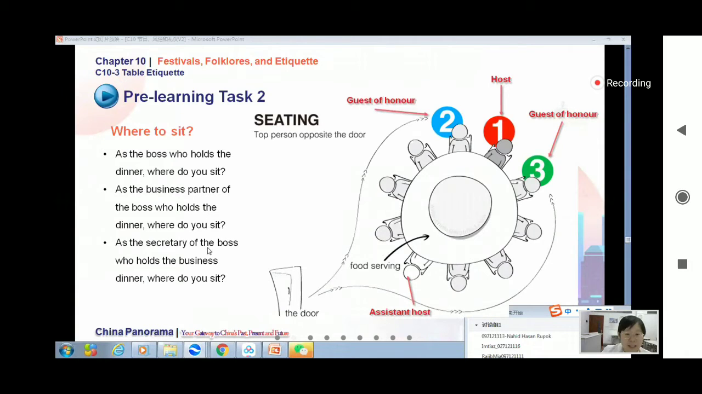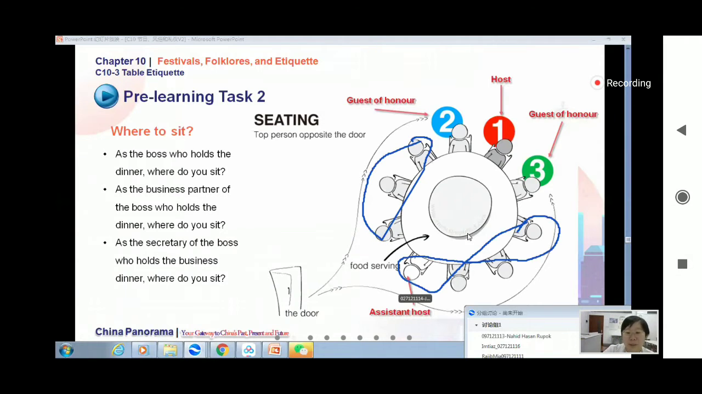But if you are not the host, not the guest of honor, and not the assistant host, where do you sit? Do you know? If you are not the host, not the guest of honor, not the assistant, where do you sit? Outside of the room. Outside the room. Okay, interesting. Here, but where to sit?